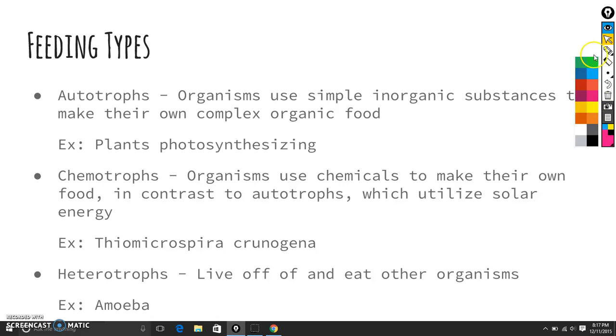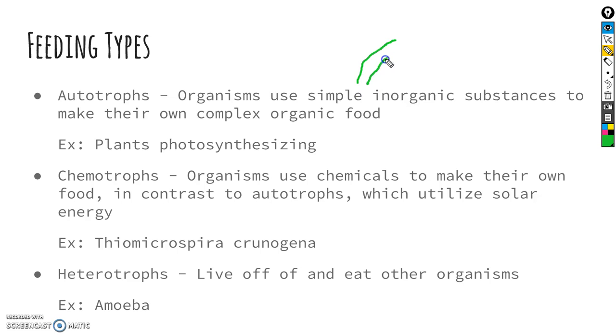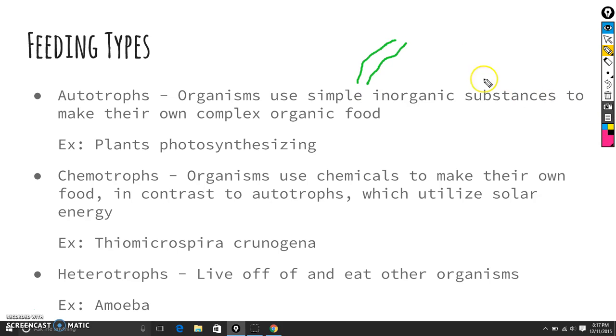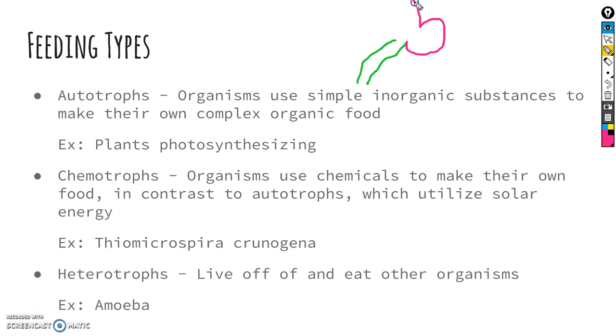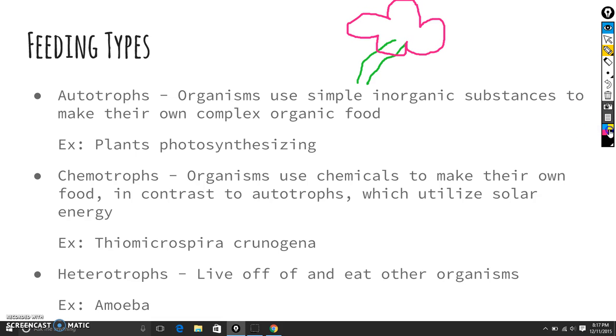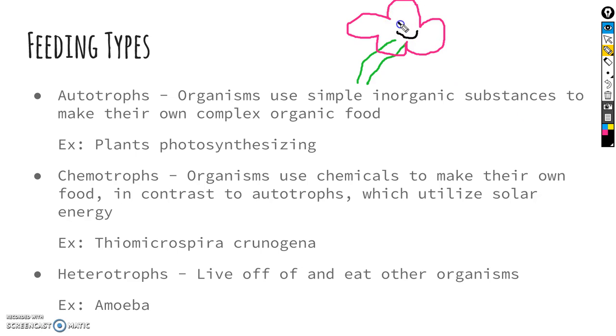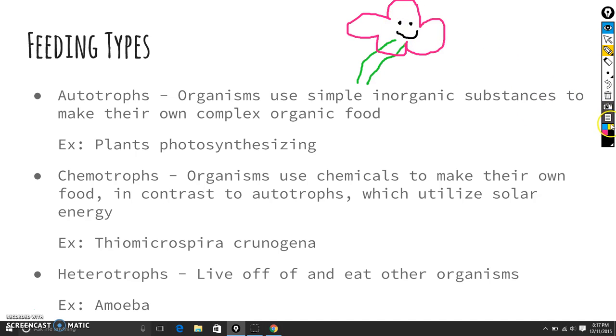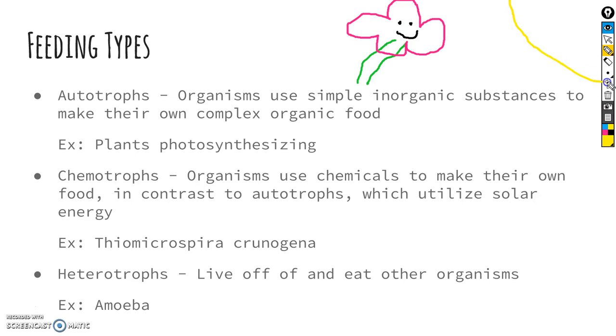Feeding types. The first feeding type is an autotroph, where organisms use simple inorganic substances to make their own complex organic food, such as carbohydrates, which are the most important source of energy for organisms, lipids, which include fats, waxes, and vitamins A, D, E, and K, and proteins, which are molecules that contain long chains of amino acids.